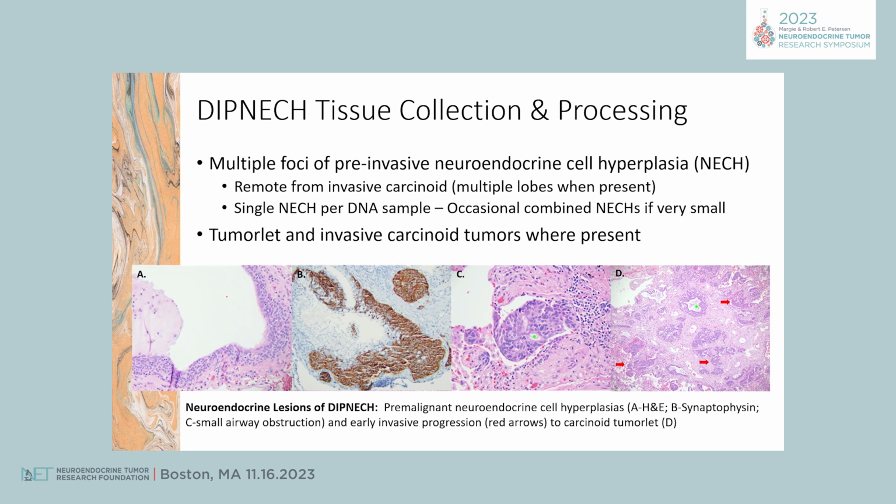And then in the small airways, you can see this is another characteristic. This is almost completely occluded. The asterisk there is just the one spot where there's still some luminal area left. Eventually, then these can progress so that they invade. And so this would be a tumorlet. Once it gets bigger than 0.5 centimeters, then we call it a carcinoid tumor.